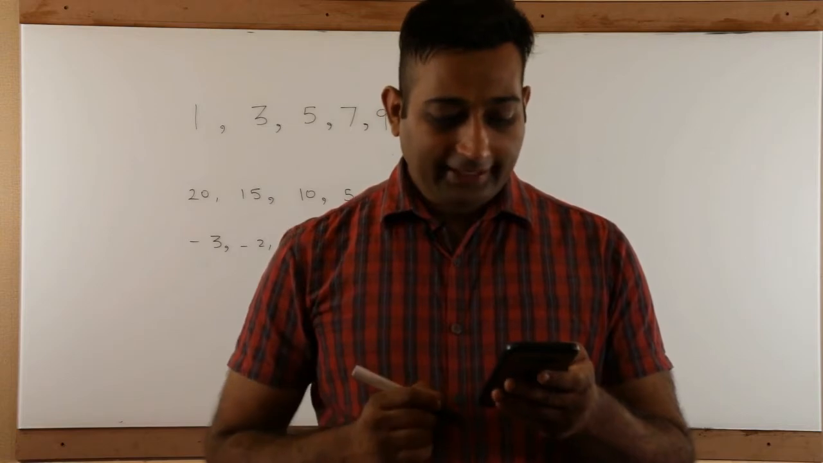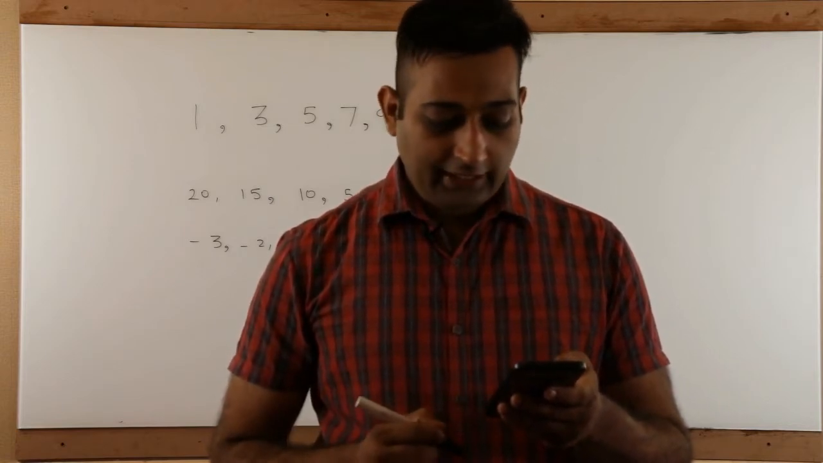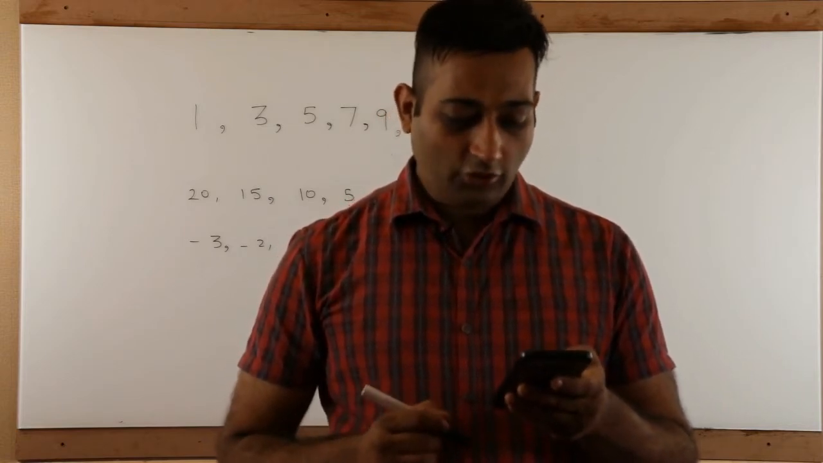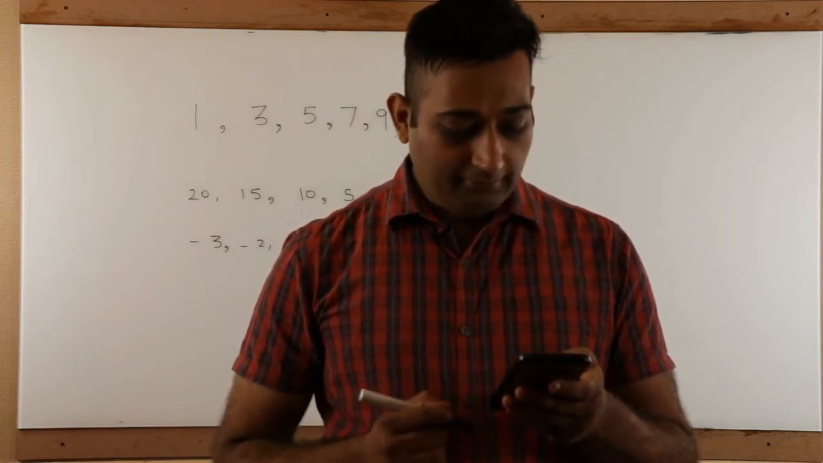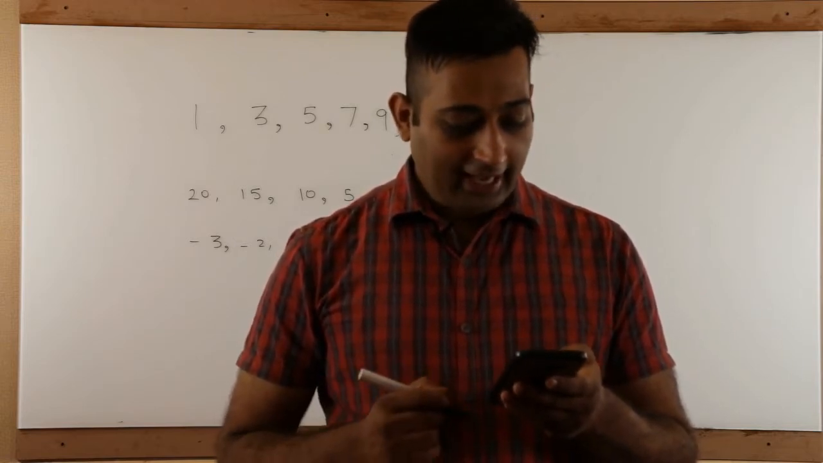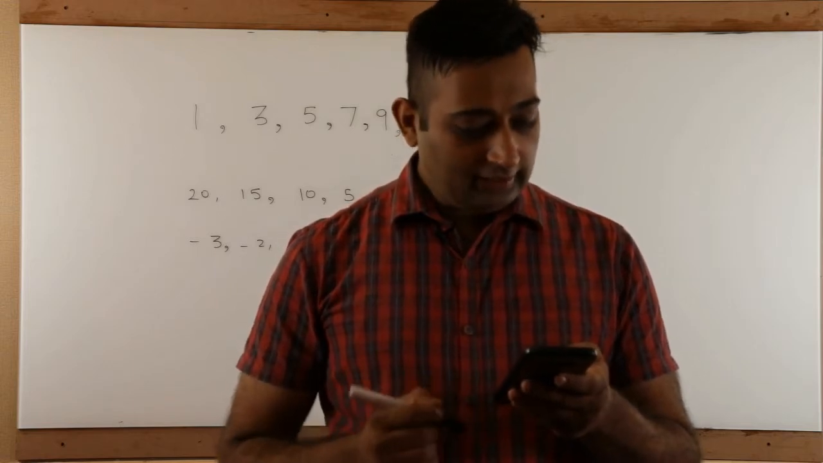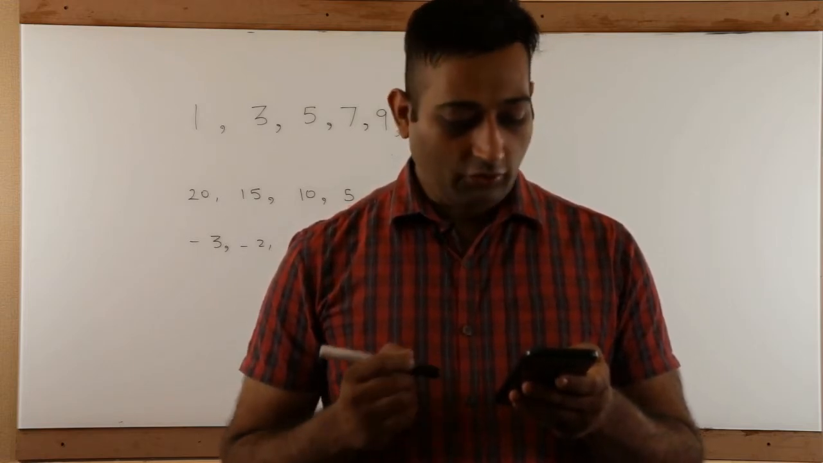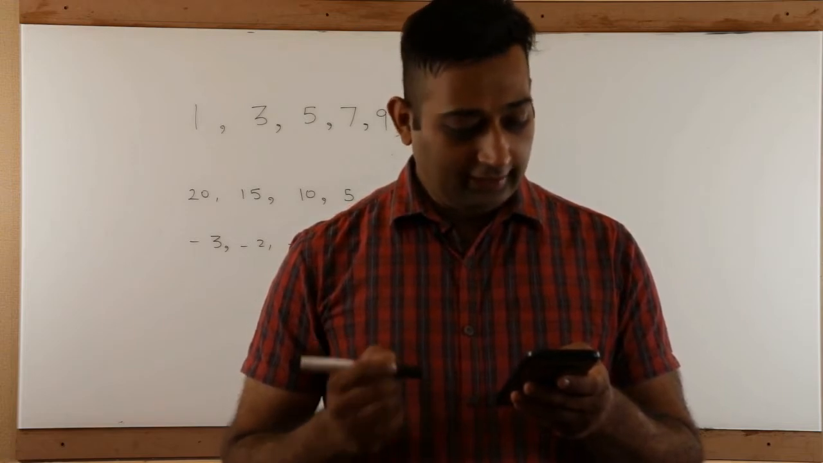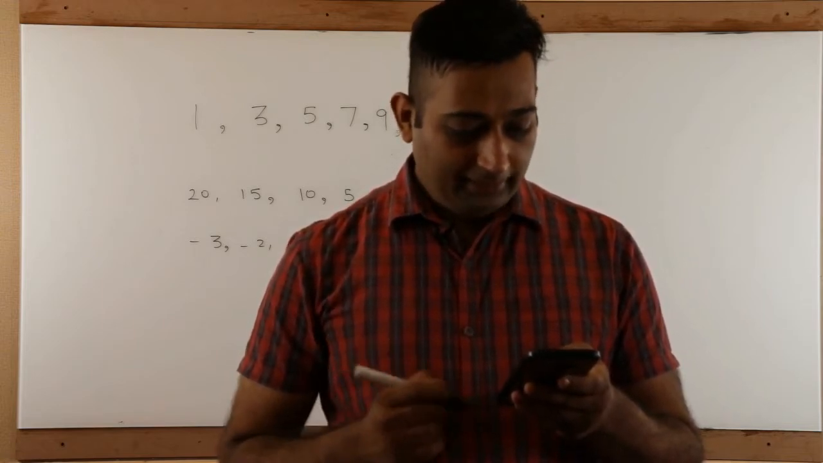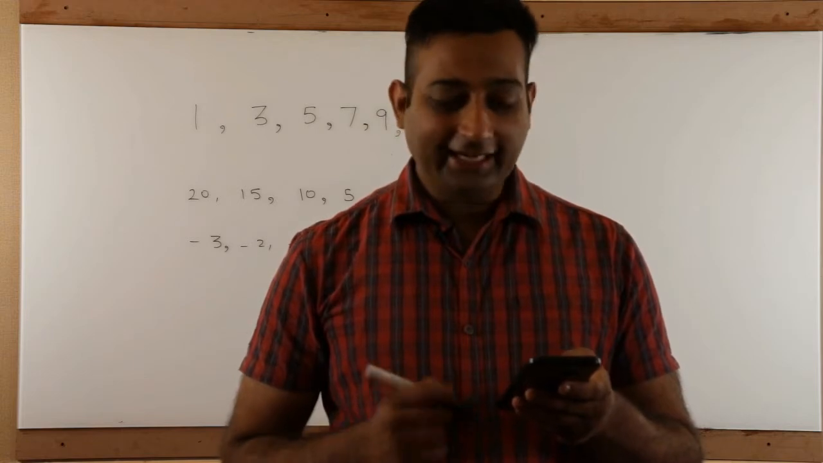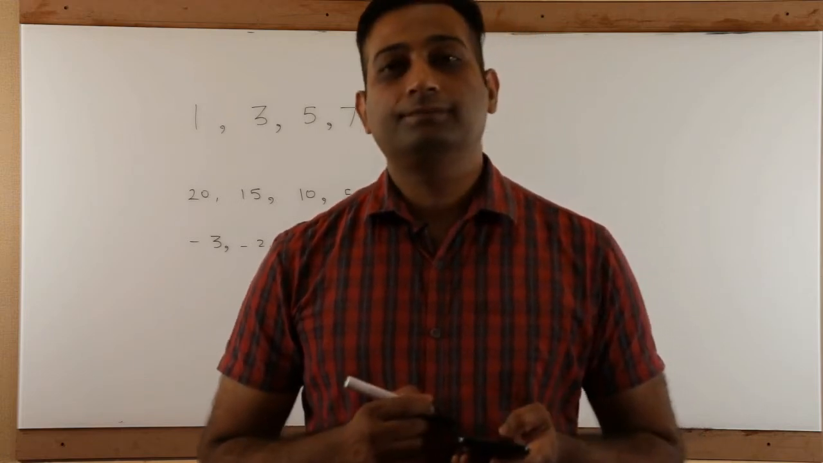So an arithmetic progression is a list of numbers in which each term is obtained by adding a fixed number to the preceding term, except the first term. This fixed number is called the common difference of the arithmetic progression. Remember that it can be positive, negative or 0. Such a list of numbers is said to form an arithmetic progression.